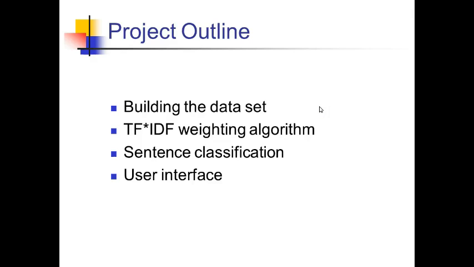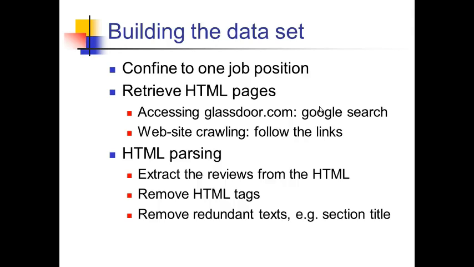So let's talk about the project outline. First, I will talk about how I build the dataset, and then I will elaborate on the TF times IDF weighting algorithm, and then I will talk about sentence classification. The project also gives a simple user interface, and then the evaluation of these algorithms will be discussed.